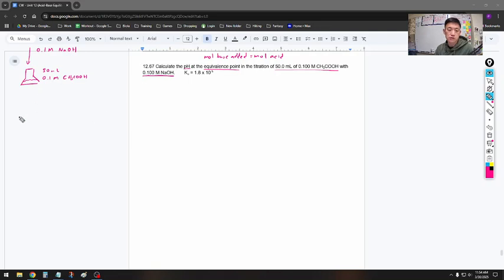So this is where the first ICE table comes in, and we'll call this the pre-titration ICE table. This is where the weak acid, before you add anything, is just dissociating on its own. So take a second to pause the video, see if you are able to write the dissociation equation for the weak acid on your own. So pause the video.